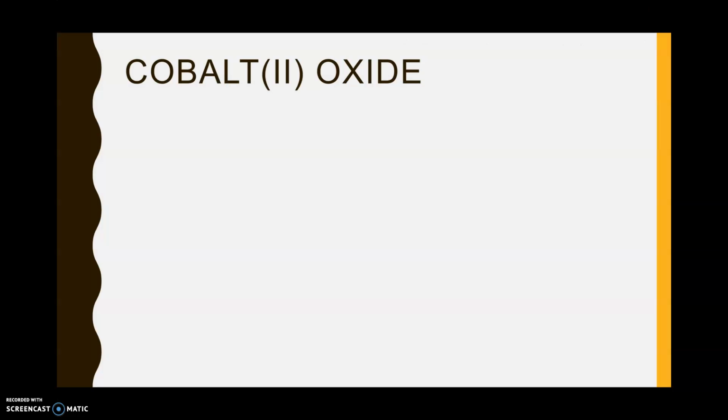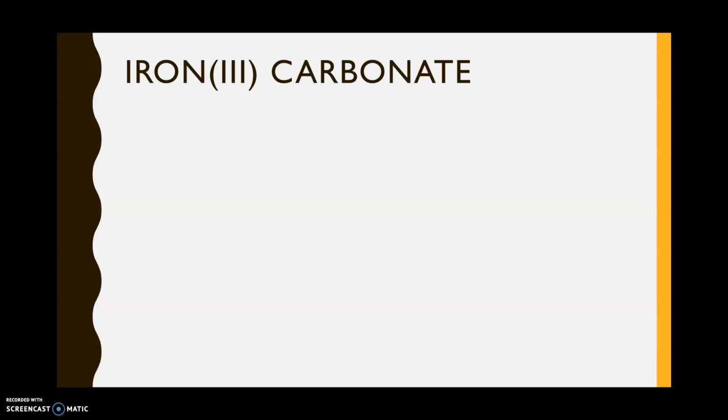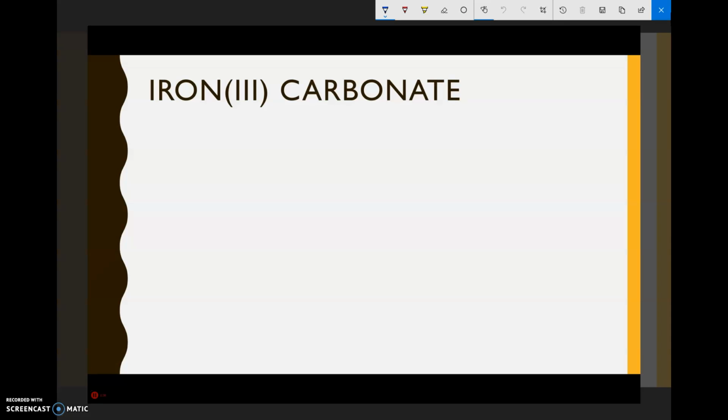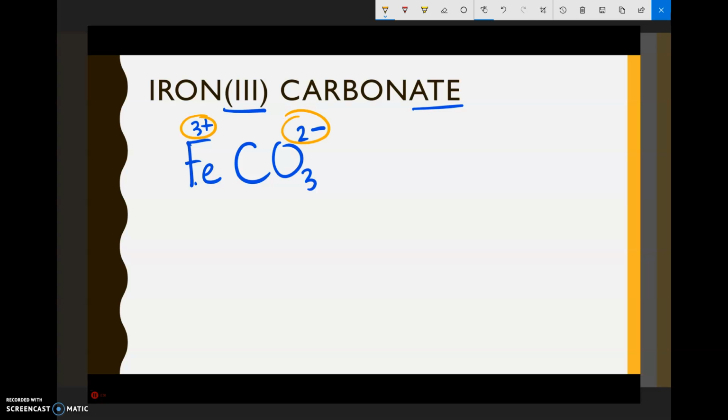Okay, let's do another example. Let's do iron(III) carbonate. So iron, Fe, our charge is 3+ because of the Roman numeral. Carbonate ends in -ate, so that's a polyatomic ion of CO3 with a 2- charge. Notice how your charges here do not cancel. So what we're going to do is we're going to swap and drop.